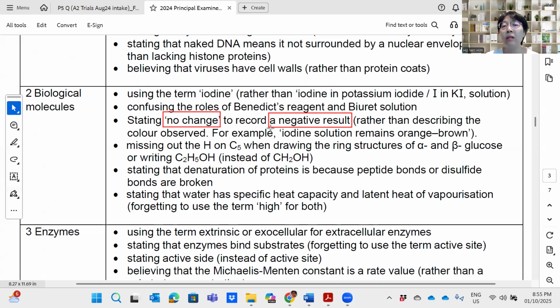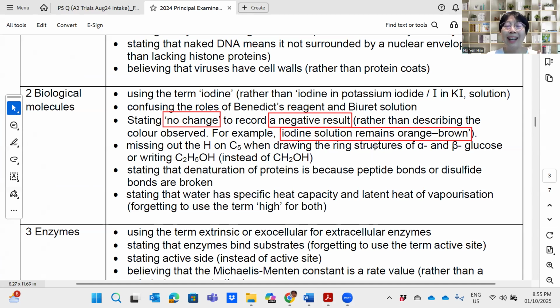You must tell me, let's say iodine test, right? So the iodine solution remains orange-brown. So this is the meaning of negative result or no change. You cannot say no change. What your eye sees? You see that after you add iodine solution, the iodine solution remains orange-brown. Okay, so this is negative result. You must describe exactly what you see.